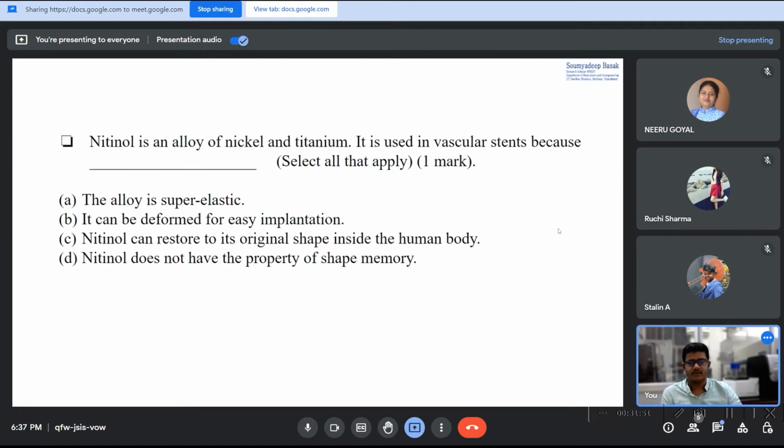Okay. We have also talked about nitinol, right? Shape memory effect. Nitinol is an alloy of nickel and titanium. It is used in vascular stents because the alloy is superelastic. It can be deformed for easy implantation. Nitinol can restore its original shape inside the human body. Nitinol does not have the property of shape memory.